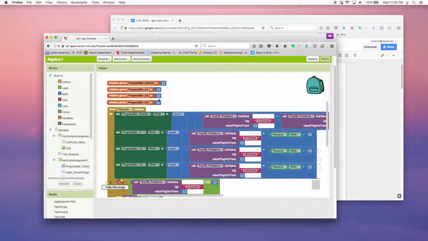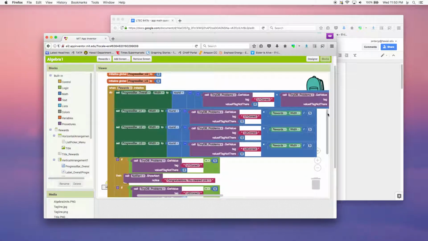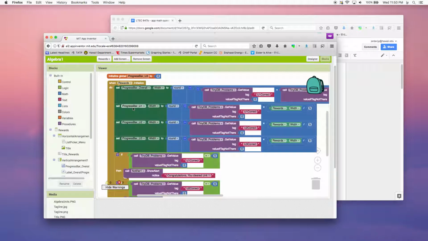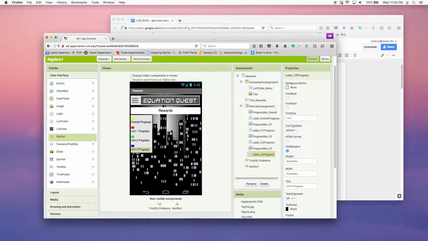I initially set all the progress bars to 0 since they have 0 progress. And then they're going to call on and set each progress bar for the overall unit 1, 2, and 3 based upon the value of what is correct in each of the units. So U1 correct is the global variable in the database for each question they get correct out of 5 in each unit. Whatever this value is, maybe it's 2, then that's multiplied by the reward page width, which is the screen rewards, divided by 5. So when they get their 5 correct, then it'll max out this progress bar completely.